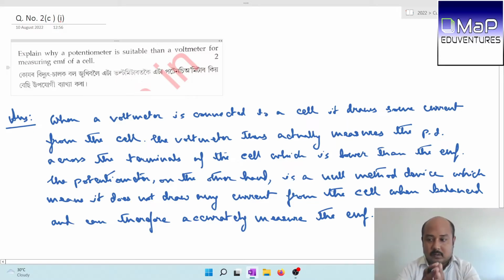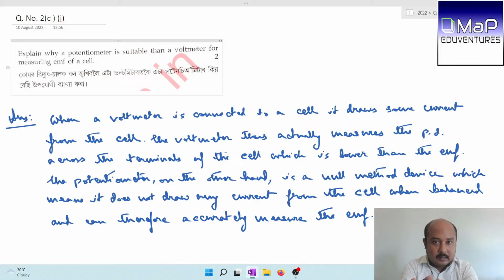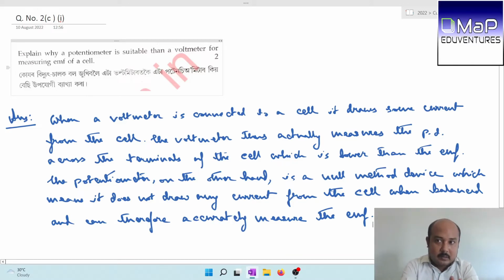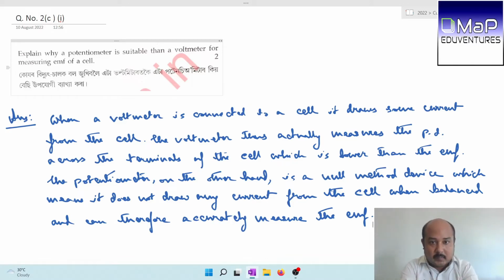The reason is simple. When we are connecting a voltmeter across the terminals of a cell, then the cell is actually in a closed circuit. In a closed circuit we do not get the EMF, we get the potential difference between the two terminals. Okay, so the voltmeter is now actually measuring the potential difference between the two terminals of the cell, and this value is always lower than the EMF. So that is what the voltmeter will do.